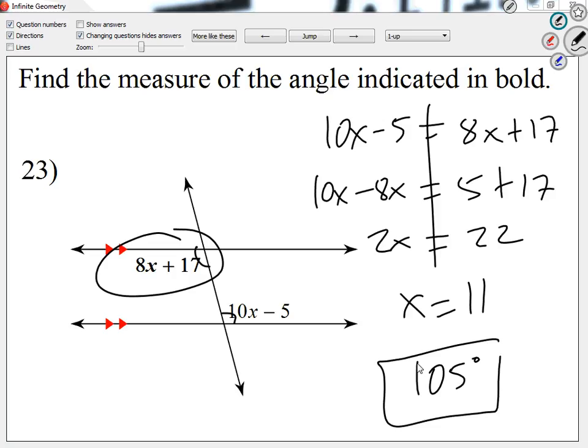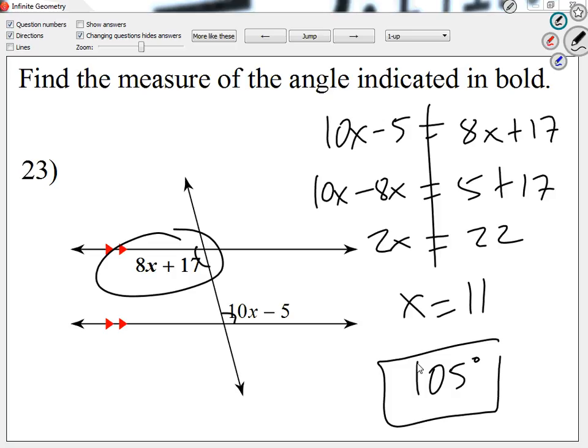And use your logic to double check your work. You know, an L shape is 90. That one is open more than an L shape. So it makes sense that it's more than 90. How do you know which one to multiply by? In the dark. What do you mean? See how 8x plus 17 is darker than 10x minus 5? Yeah. So put it in the dark one.